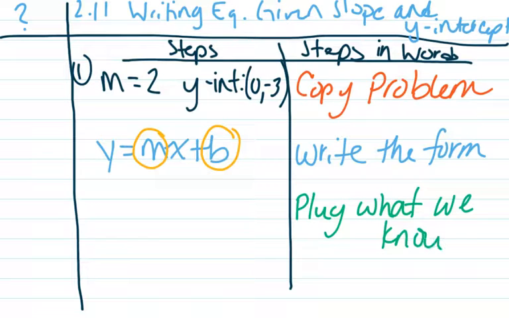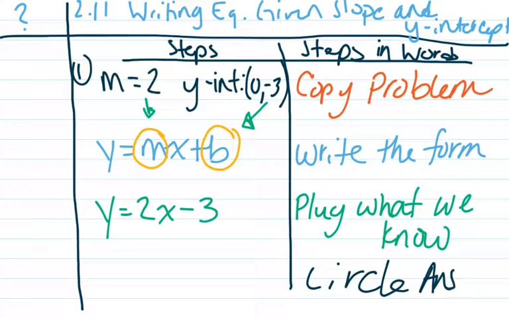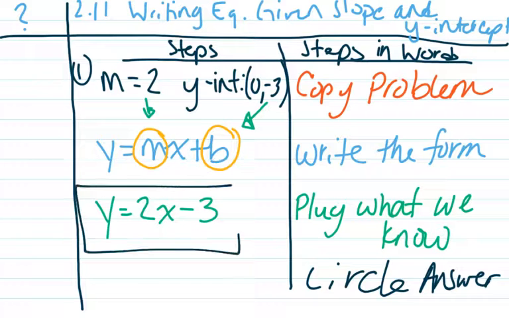And in this case, we know the m is 2. And we know the y-intercept, which is the -3. So when we do that, we have y equals 2x minus 3. And then we circle our answer, or box it. So we're already given the information, we just have to plug it into the equation.